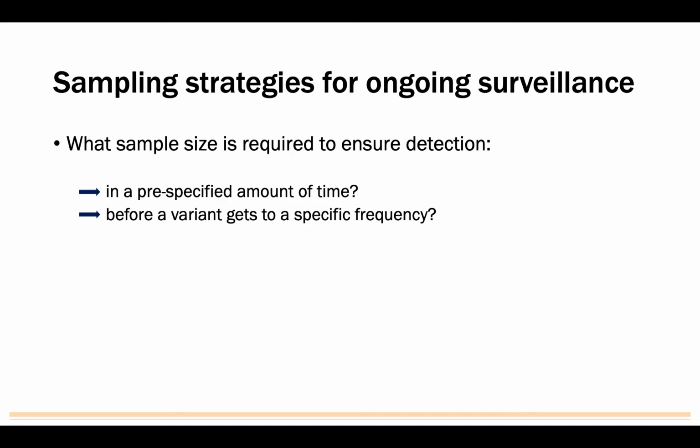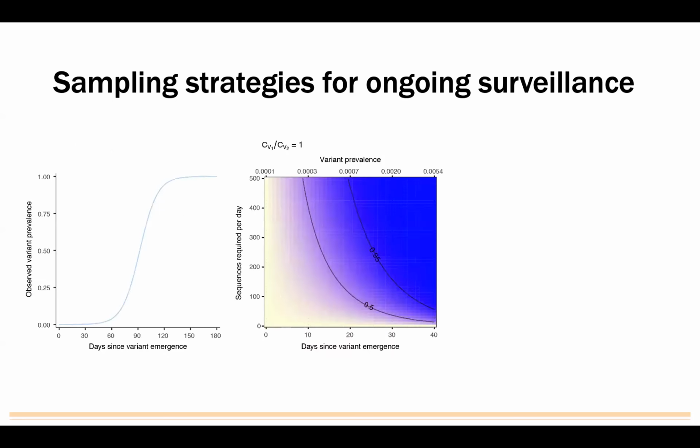So again, we can extend our method. I'm not going to go through the math, but basically we can get a similar sort of result, that if we assume some underlying growth curve, we can say we need this many sequences per day or per week to estimate variant prevalence, or how many days it's going to take to determine that we have this variant in our population.